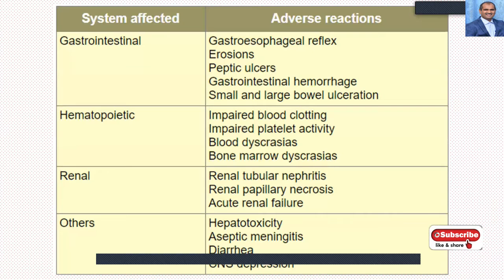And here you can see the system affected and the adverse effect reactions. The gastrointestinal system is very much affected. So gastroesophageal reflux is affected. There will be erosions, peptic ulcers, gastrointestinal hemorrhage, and small and large bowel ulcerations are formed. There is a characteristic ulcer formation even at the therapeutic dose in cattle.